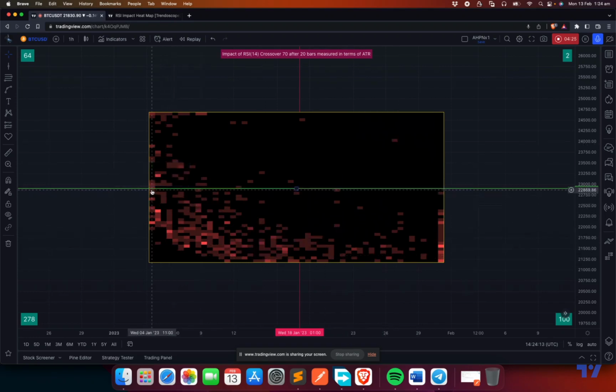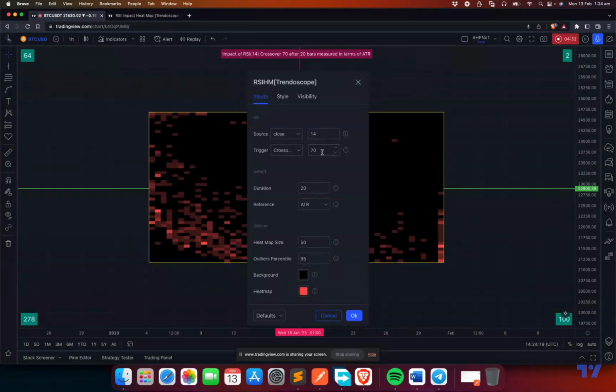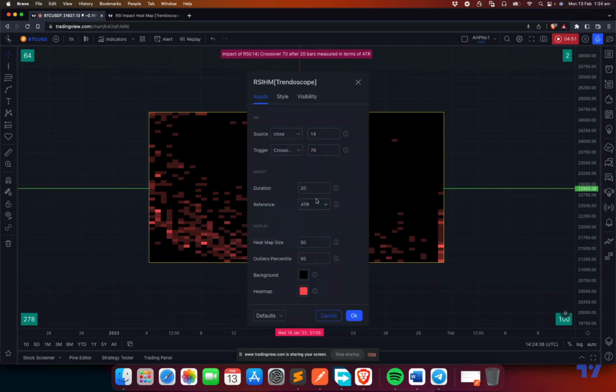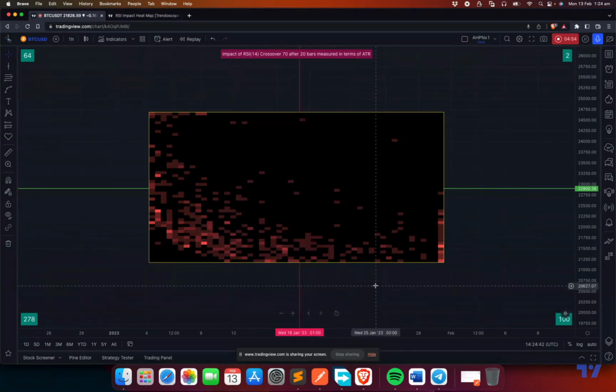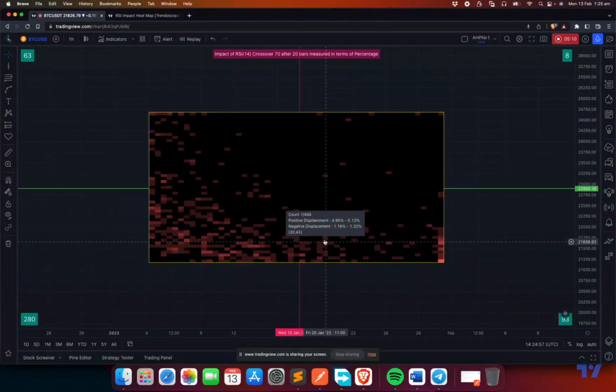Okay, and by looking at the input variables here, we already mentioned we can select a trigger, the duration, and the reference. You can measure price movement in terms of ATR or in terms of percentage. If you say ATR, the price movements are captured as a number of times the ATR. You can see 5.61x to 5.79x, something like that. If I change it to percentage now, look at this: 8.26% onwards, or 1.3 to 1.49% negative displacement. This will provide the data in terms of percentage instead of in terms of number of times the ATR.